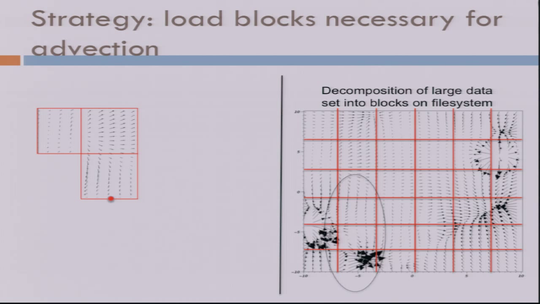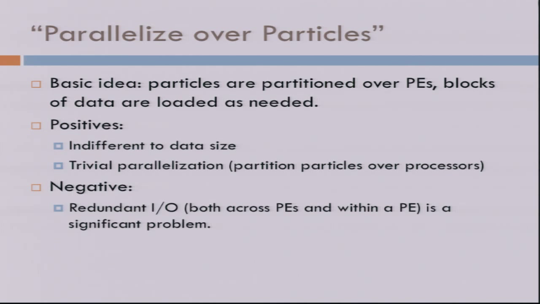And I think I got lazy with my PowerPoint and I loaded the next 3 blocks at once, but you get the idea, right? And so we can just load these blocks one at a time, and this suggests a parallelization approach, right? The idea is we can partition the particles over the processing elements, and we load the blocks of data as needed. One thing that's really nice about this is it's indifferent to data set size. So when we talk about those trillion cell data sets, if we only have one particle to advect, we only need to load in the blocks that are actually necessary.